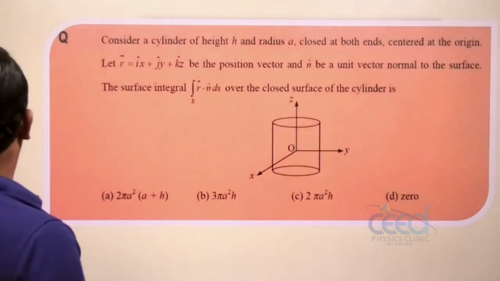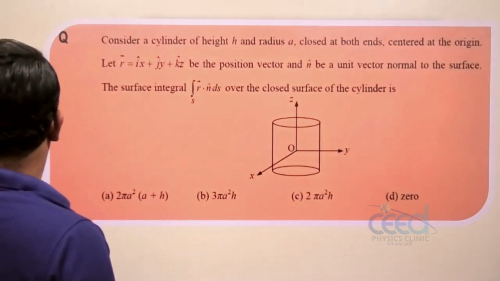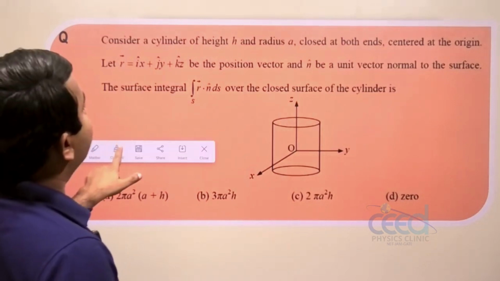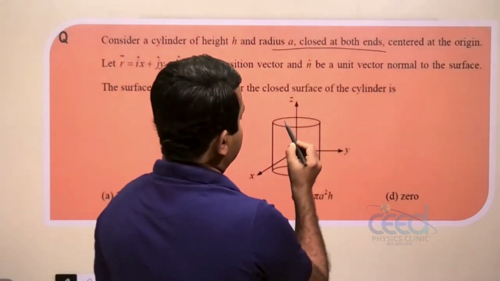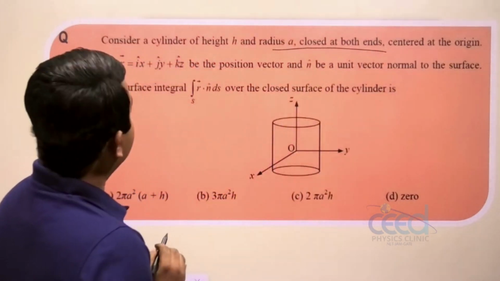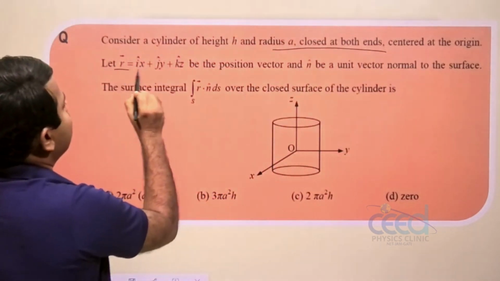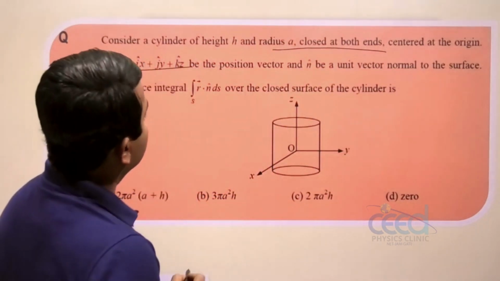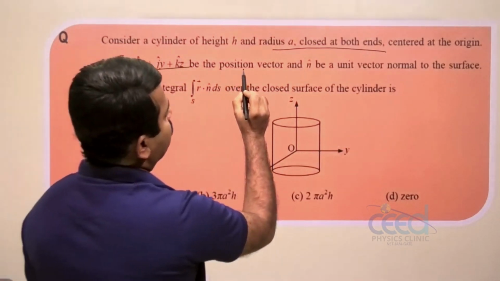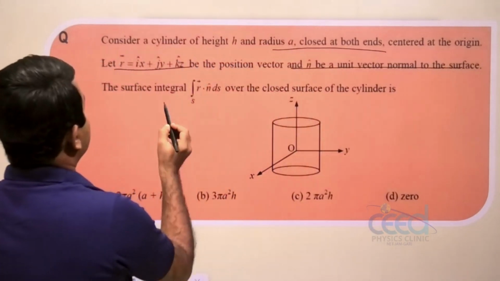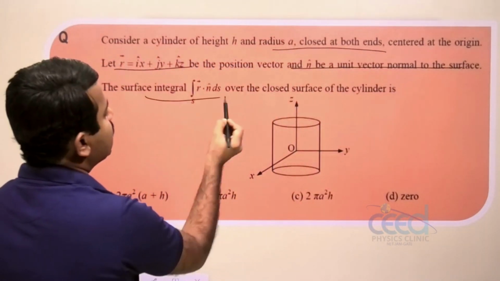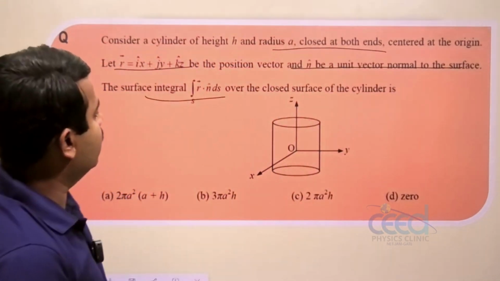Consider a cylinder of height h and radius a, closed at both ends, centered at the origin. The position vector R is given, and n cap is the unit normal vector. Then we want to find the surface integral of these.